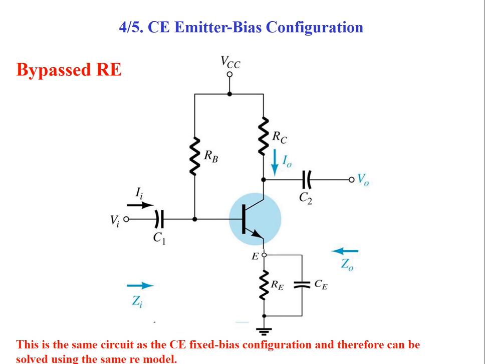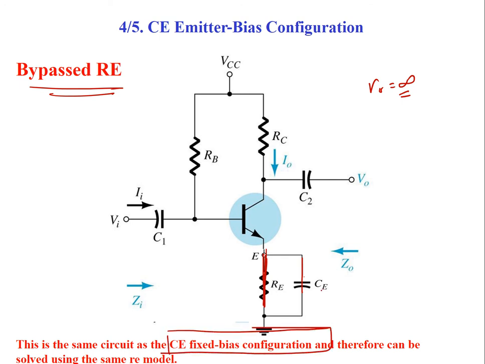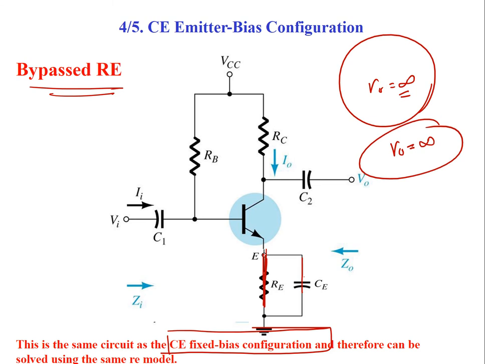Now this is an example. In a similar example, we are now using the bypassed RE. Remember R naught is infinity. Bypassed RE means a capacitor is here, and this capacitor will become a short circuit. So this looks like the same configuration, the common emitter fixed bias configuration. We can solve it using the same procedure as we did before, with the extra assumption here that R naught is infinity.